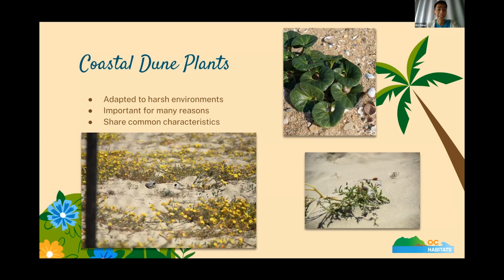What are coastal dune plants? Coastal dune plants are salt-tolerant plant species that are adapted to harsh environments like sand dunes. And they're important because they provide food and shelter to animals. And they stabilize the dune system with the wind with their roots. And they also help protect the beach from erosion. Coastal dune plants share a lot of common characteristics that allow them to thrive in a really harsh environment like this desert-like coastal dune.